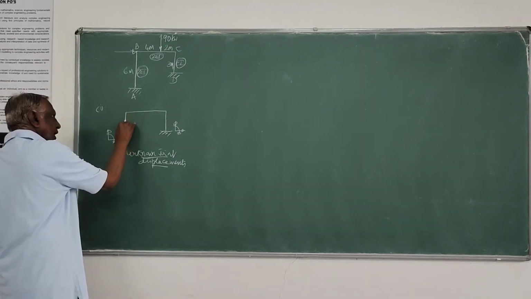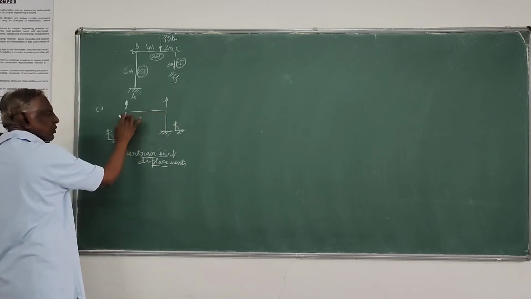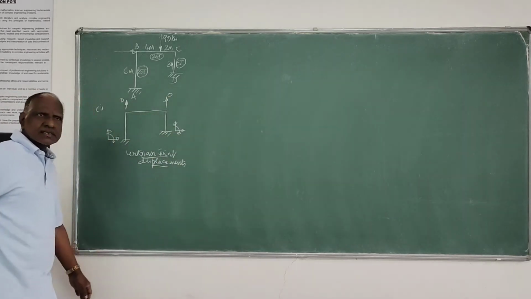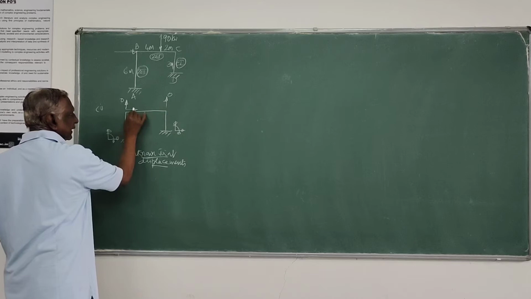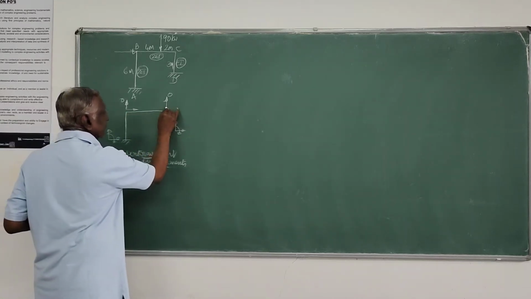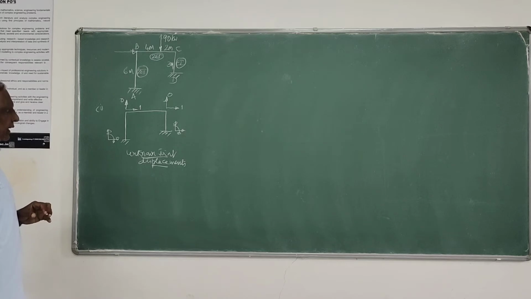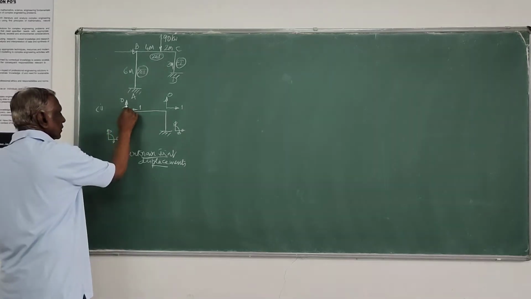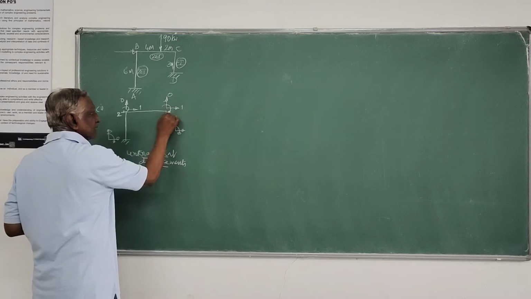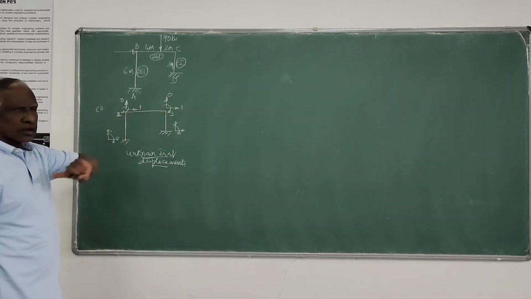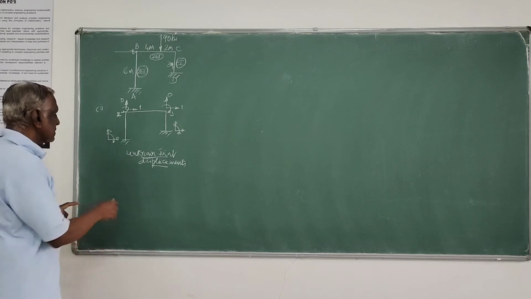Since we are assuming all members to be axially rigid, the vertical displacement at these two rigid joints has to be 0. And since this member is axially rigid, whatever displacement occurs horizontally here, the same displacement should occur here also. That displacement let us identify as 1. Then of course rotation is possible here, so we will call it 2 and this 3. These 1, 2, 3 are the coordinates which represent the positive direction of unknown joint displacements.